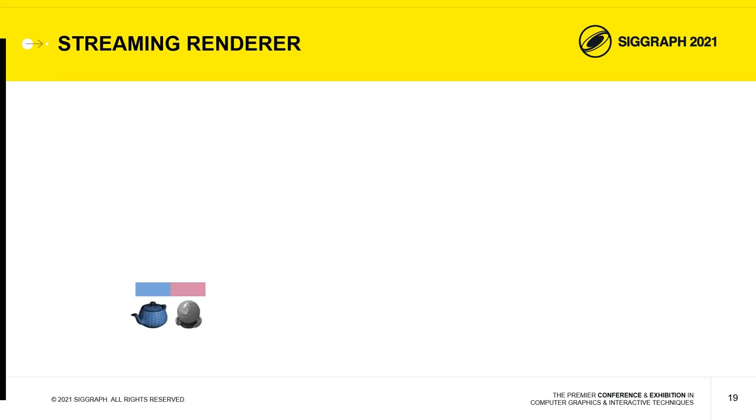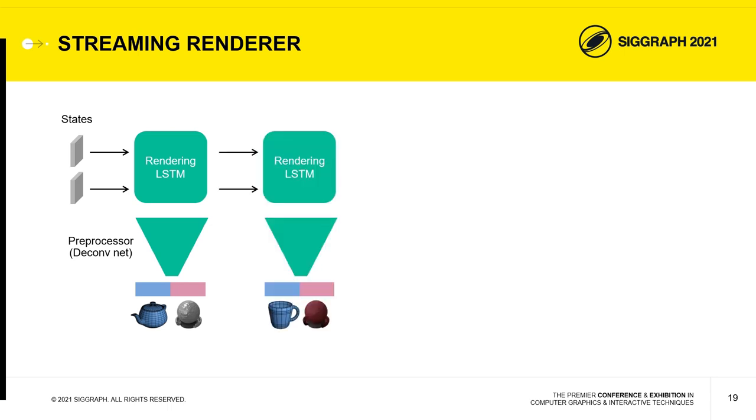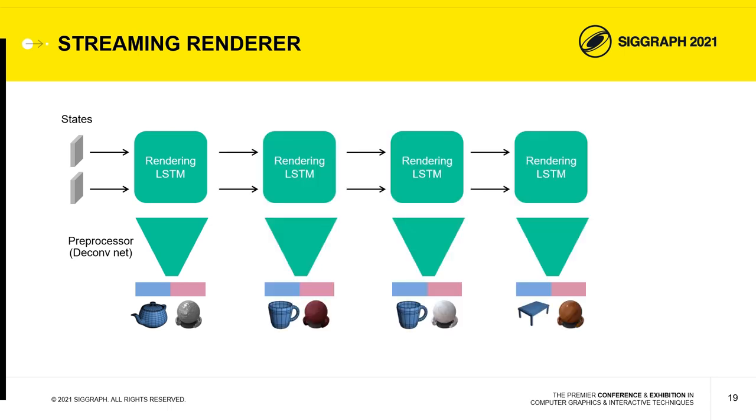So for each material and geometry representation pair, we first use a deconvolutional network, which we call the preprocessor, to produce a feature map at the output resolution. And this is then given to a rendering LSTM to produce a new state. Then we continue this operation for each object in the scene until we get the final state, which we convert into the output image using a fully connected network.